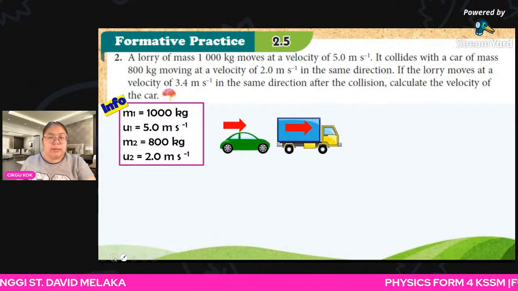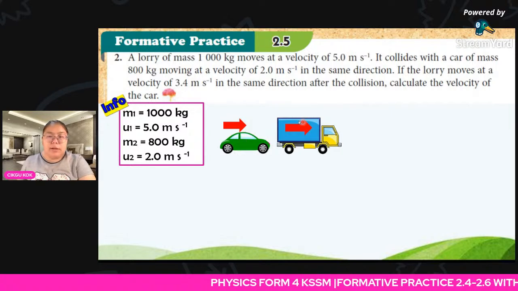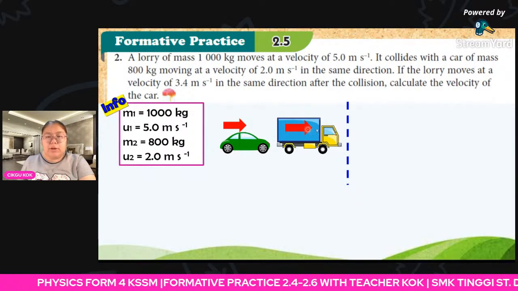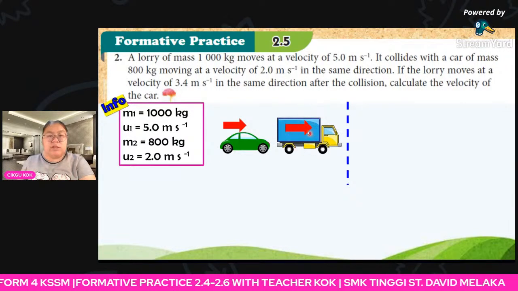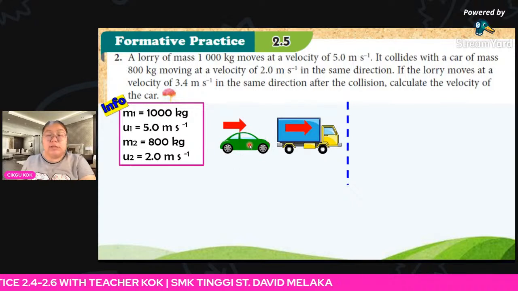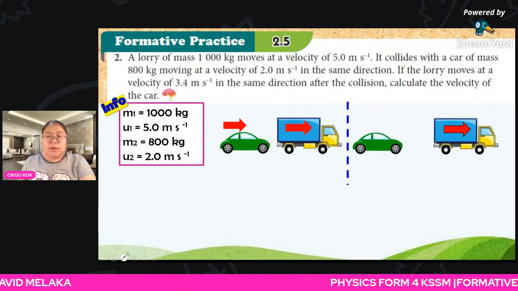Okay, let's see the calculation. The situation is like this; you can see the diagram. The lorry is moving in front, and its velocity is U1, 5. Then the car follows, with 2, moving in the same direction. This one we call before collision.